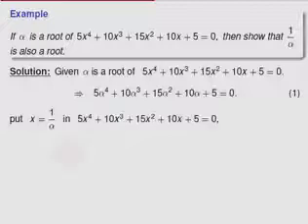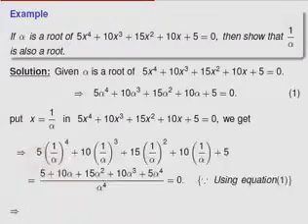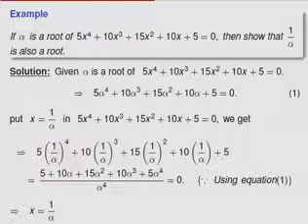So it can be written as 5 into 1 by alpha whole to the power of 4 plus 10 into 1 by alpha whole cube plus 15 into 1 by alpha square plus 10 into 1 by alpha plus 5. When you take the LCM, the highest power is alpha to the power of 4. So it can be written as 5 in the numerator, that is 5 plus 10 into alpha plus 15 alpha square plus 10 alpha cube plus 5 alpha to the power of 4.